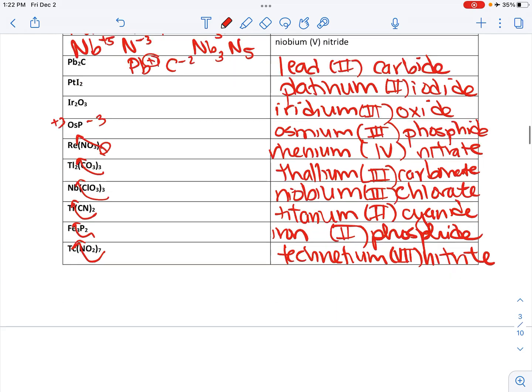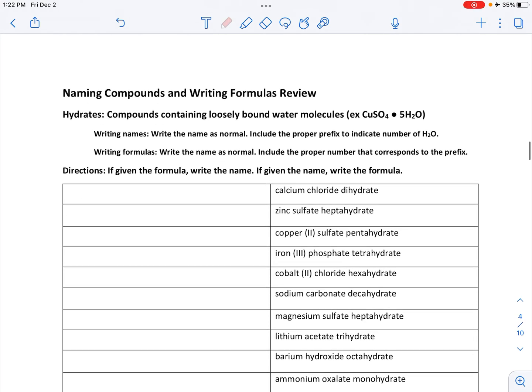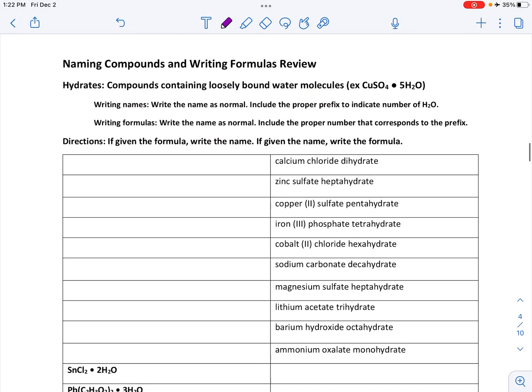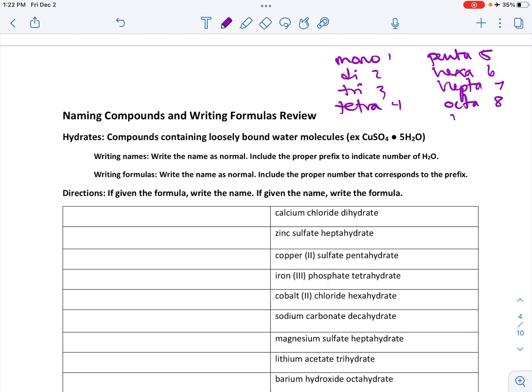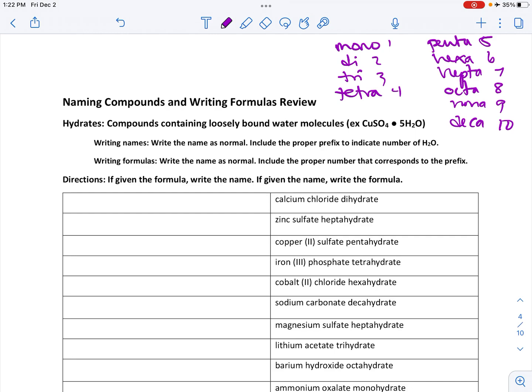All right, the last one of these, we have hydrates, where you need the names. So we have mono is 1, di, tri, tetra, 1, 2, 3, 4. Penta is 5, hexa is 6, hepta is 7, octa is 8, nona is 9, and deca is 10. We're not going to deal with anything higher than that. You will have to know those terms.